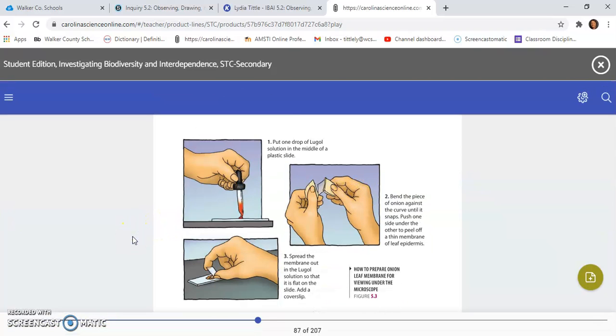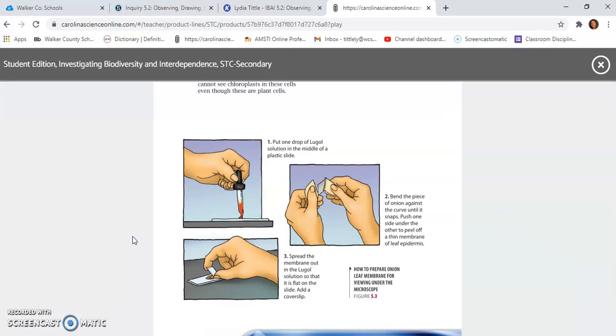Okay, we will be dyeing the onion cells with Lugol solution. Lugol solution in this case is used to stain the cells so that they can be better seen under the microscope. And we would take a chunk of onion and we would break it apart, and when you break it apart you should be able to peel off a little bit of onion skin. That onion skin is actually the leaf's epidermis. It's a thin membrane kind of layer, and we would put that thin piece on our slide in the Lugol solution, and then we would put a cover slip over it.